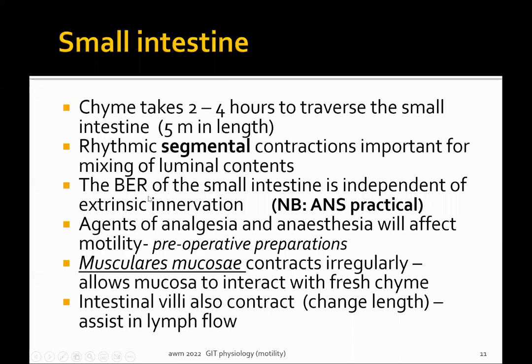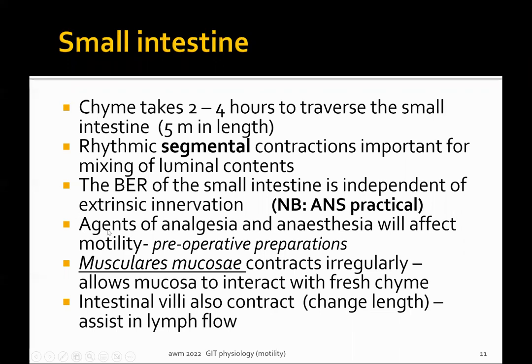The interstitial cells of Cajal are the ones that determine the rate of the basic electrical rhythm. So even after severing the piece of gut from the animal, disconnecting it from the central nervous system, from the sympathetic and parasympathetic supply, from the blood flow, you will still see the basic electrical rhythm.